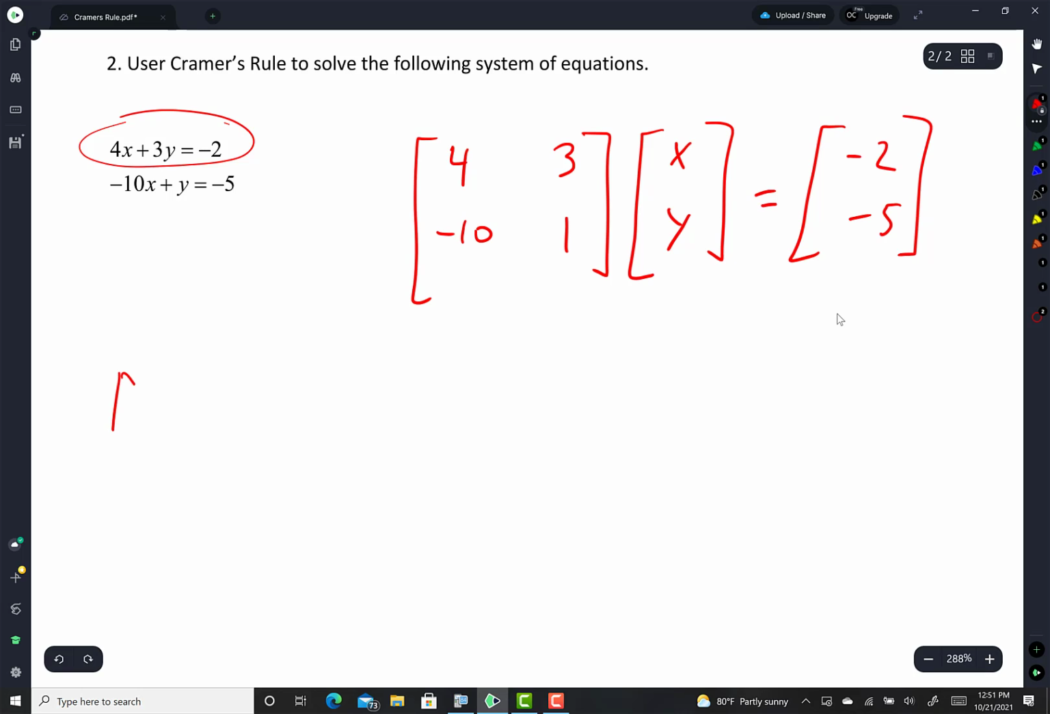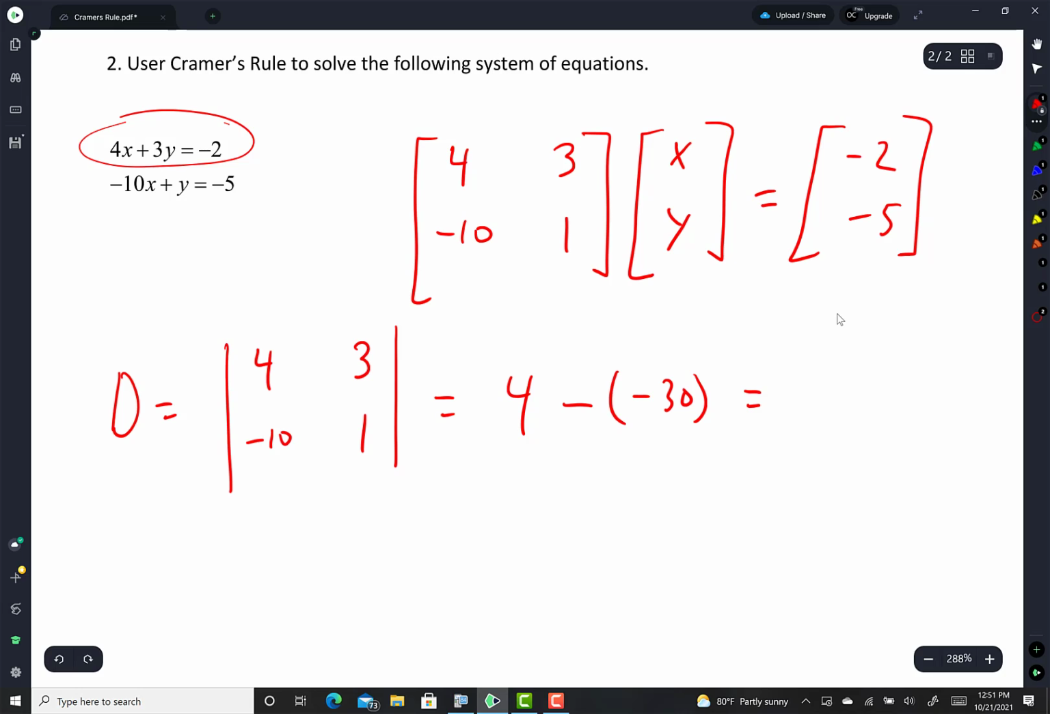And then what do I do? I'm going to find the determinant. Put a line. 4, 3, -10, 1. So 4 minus a -30. So what's that? And let me know if I make mistakes, because I make mistakes all the time.